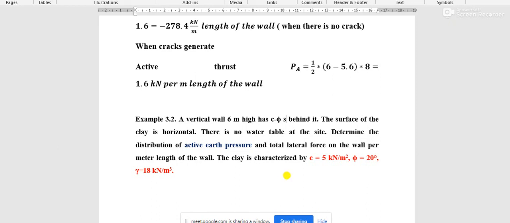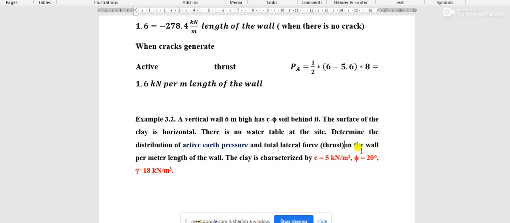C-phi soil behind it, the surface horizontal. Other parts are similar. Only you have to determine the distribution of active earth pressure and total lateral force, or thrust, on the wall per meter length of wall. The characteristics of the soil is this.